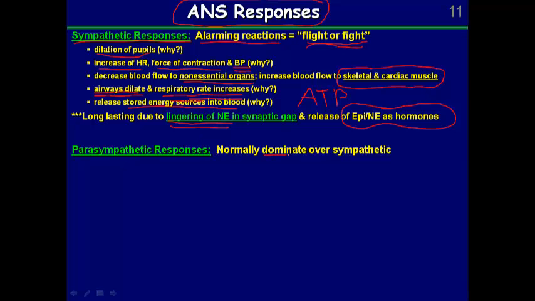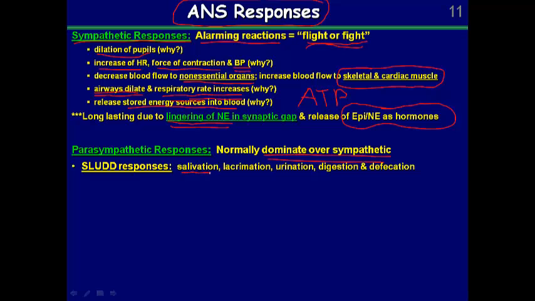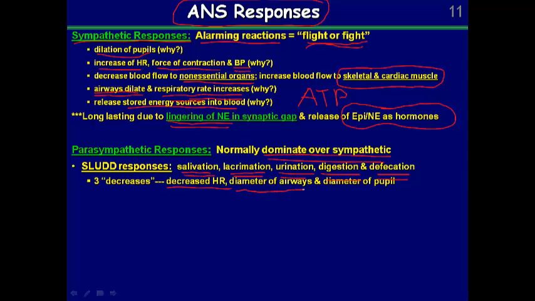Parasympathetic responses normally dominate, meaning we're more often in our parasympathetic mode, if you will. Some of the typical responses: salivation, so our salivary glands are stimulated by parasympathetic. Lacrimation, which is tear production. Urination, digestion, defecation are all parasympathetic responses. Or the 3 Ds: decreasing heart rate, decreasing diameter of the airways, so you don't need as much oxygen when you're resting, and decreasing the diameter of the pupil.